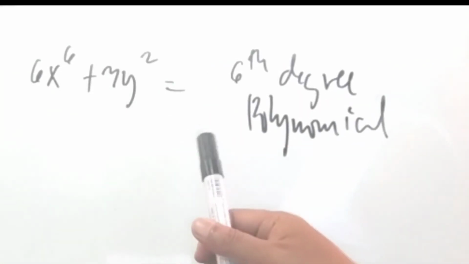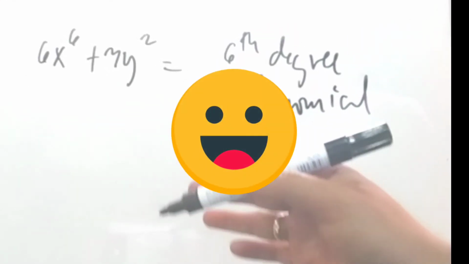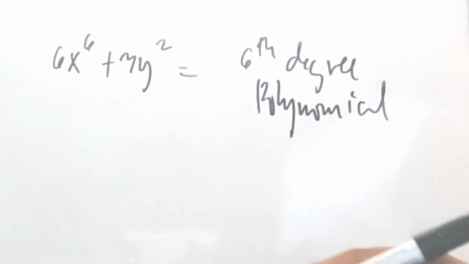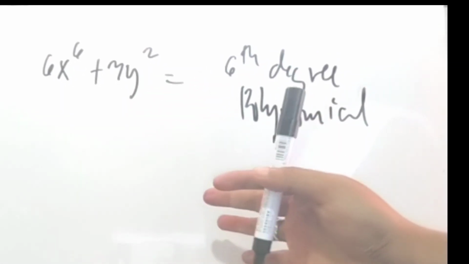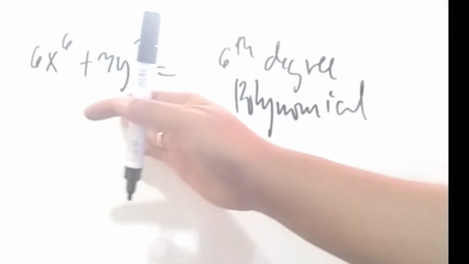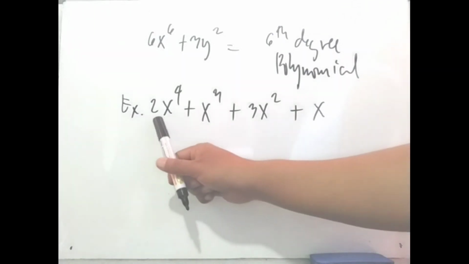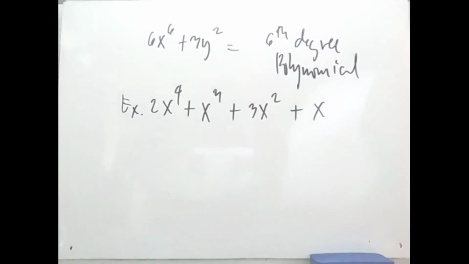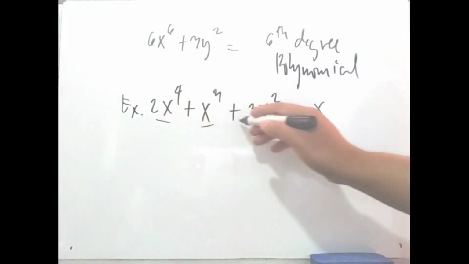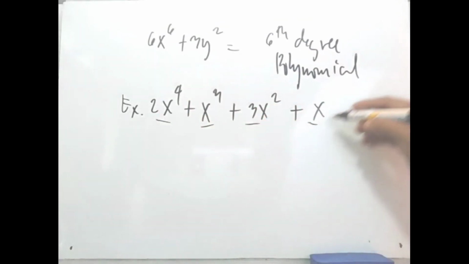Another reason why we need to know the degree of a term is that it helps us to decide the arrangement of the polynomial. To arrange polynomials, it should be in descending order, or in other words, from highest to lowest degree. It should be organized. For example, the polynomial 2x to the power 4 plus x cubed plus 3x squared plus x. In this expression, there are 4 terms, and the highest degree in this polynomial is 4. So this is a 4th degree polynomial.